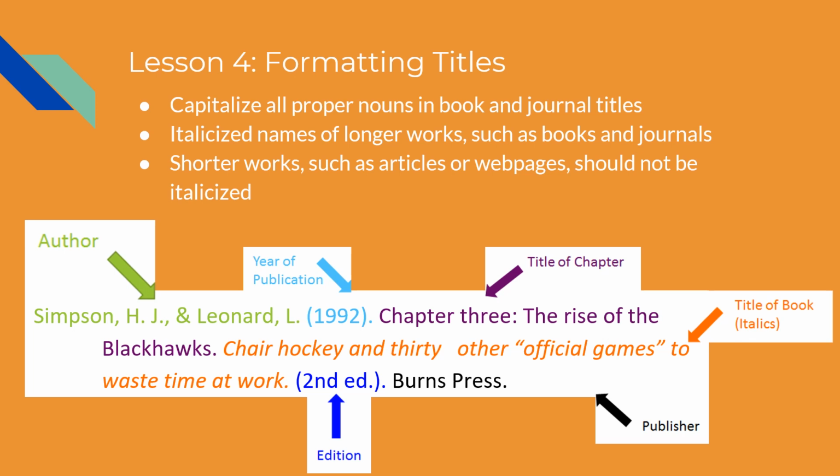And so in the case of a book, you have the authors first, you have the last name, and then the first and middle initials, the year, then you have the title of the chapter, the title of the book, the edition, if it's any edition other than the first, and then you have the publisher last.